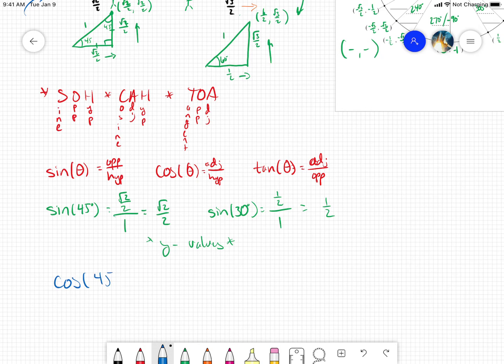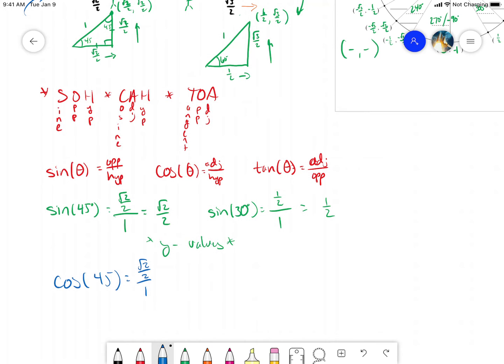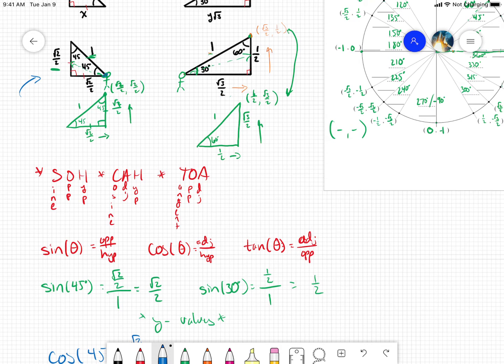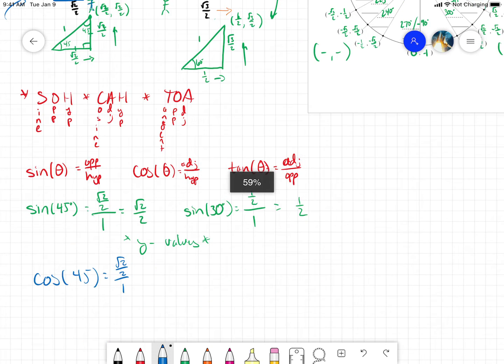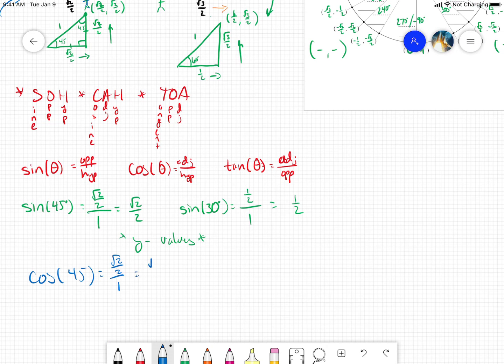To do cosine of 45 degrees is going to equal rad 2 over 2 over 1 again. Okay? Because it's now the adjacent side. So again, I'm still looking in. And now the adjacent side is rad 2 over 2. But my hypotenuse is still 1. So cosine of 45 is also going to be rad 2 over 2.